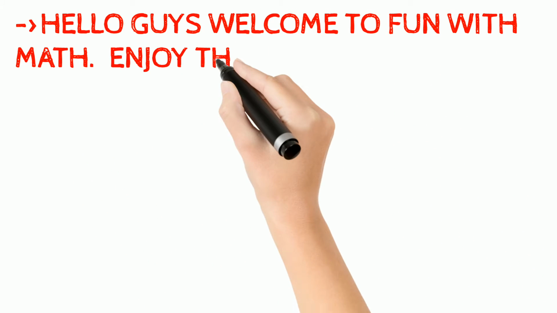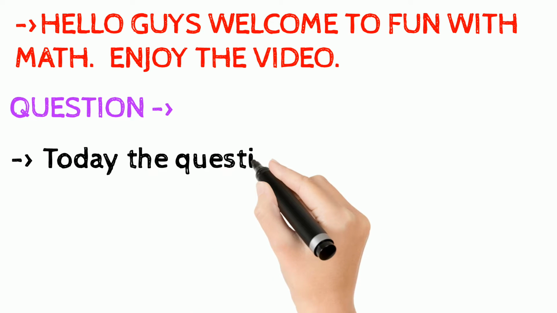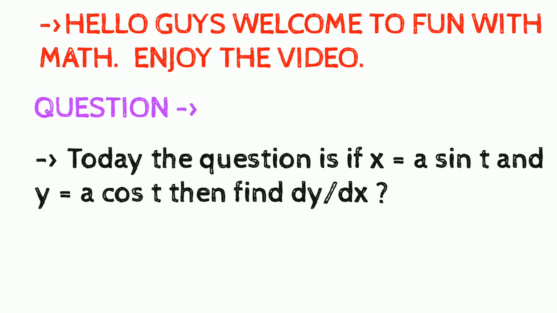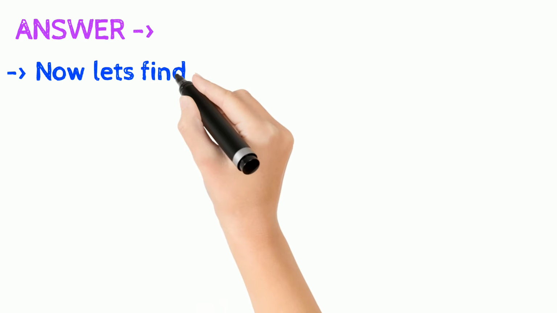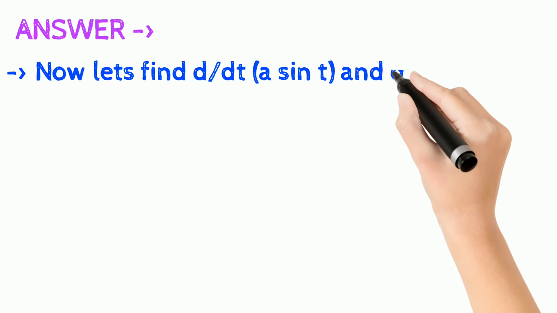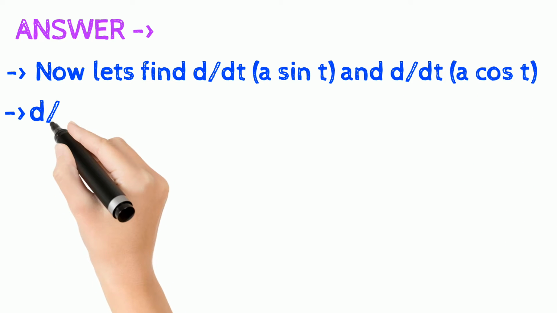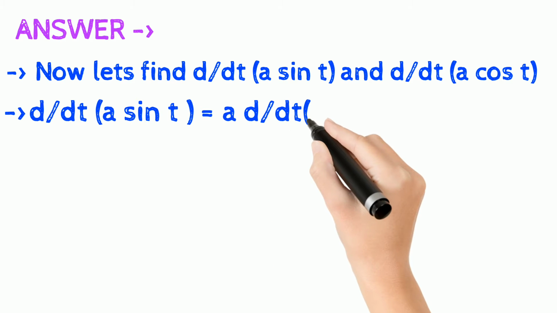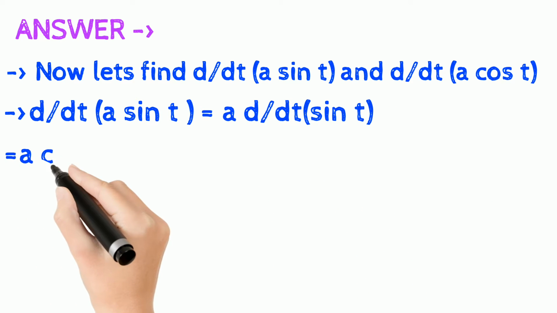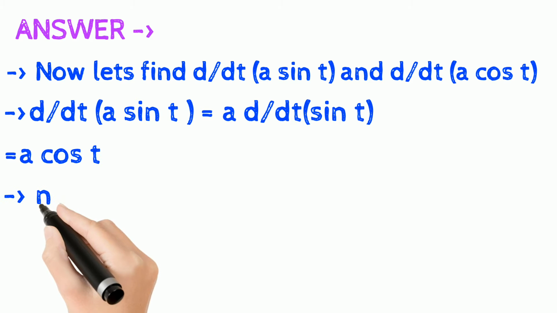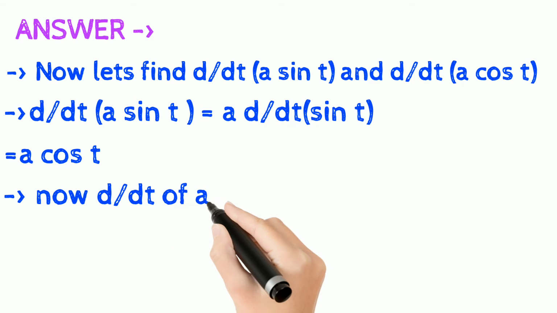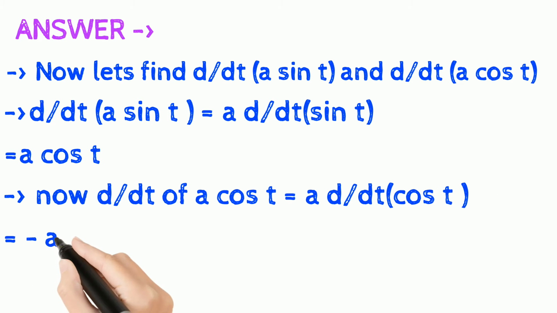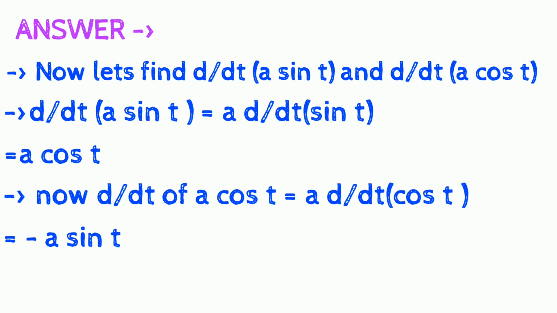Enjoy the video. Today the question is, if x is equal to a sin t, y is equal to a cos t, then find dy by dx. Now let's find d by dt of a sin t and d by dt of a cos t. So, d by dt of a sin t is equal to a d by dt of sin t. That equals a cos t. Now d by dt of a cos t equals a d by dt of cos t. That equals minus a sin t.